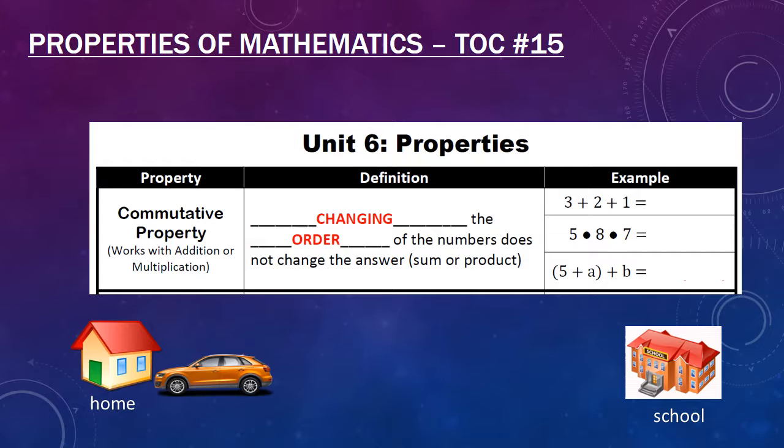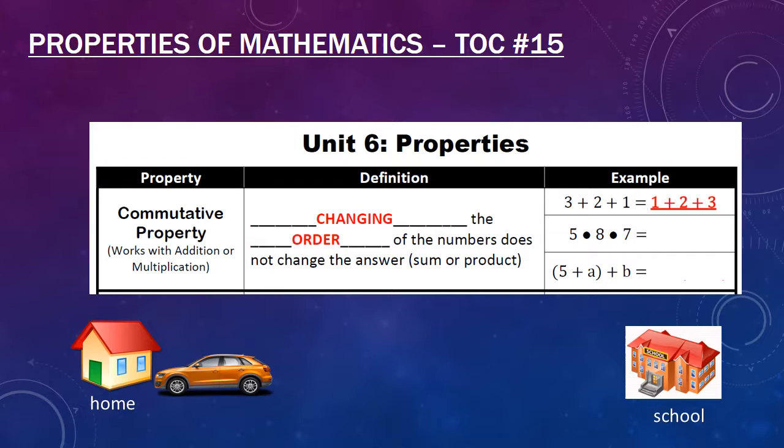So if you look at the examples up here on the right, we have 3 plus 2 plus 1. And if I were to add those all up together, I get 6. Well, I can change the order and do 1 plus 2 plus 3. And 1 plus 2 is 3. 3 plus 3 is still 6. It doesn't matter which order I add them in. As long as I'm adding the same numbers, I'm going to get the same answer.